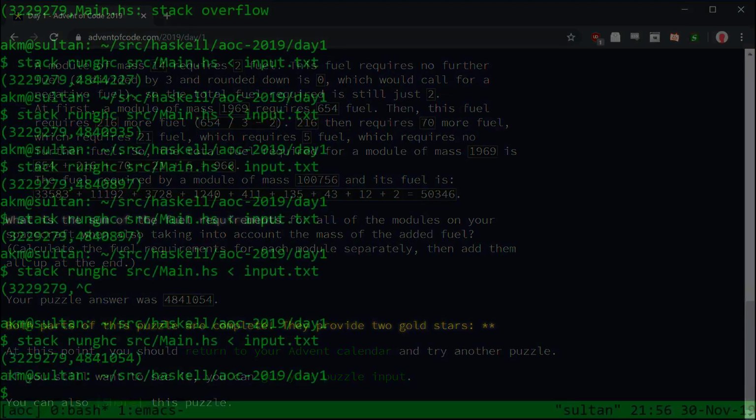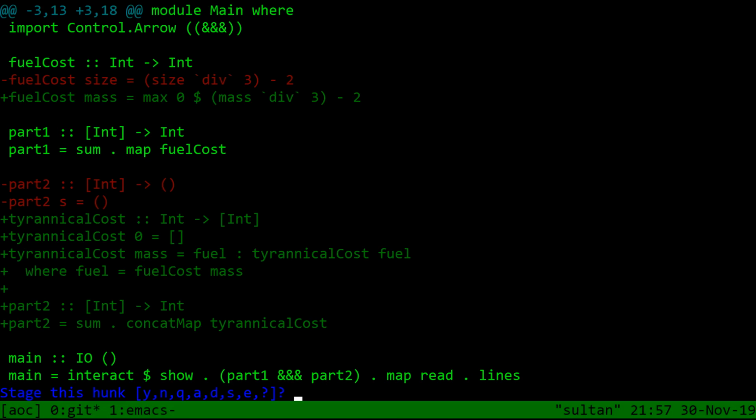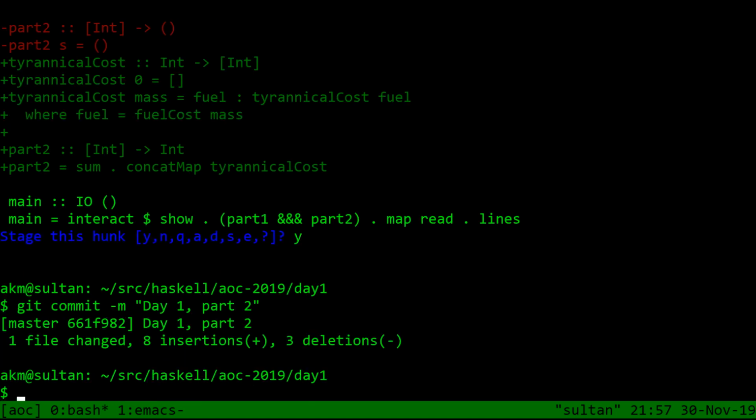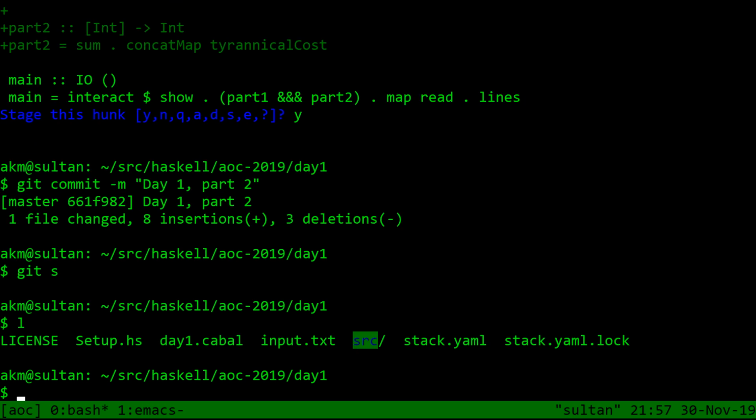What's left to do? There's a few things. First of all, what changes did I make here? Yeah, this is all fine to have one commit. Day 1, part 2. Anything else I forgot to show you guys?